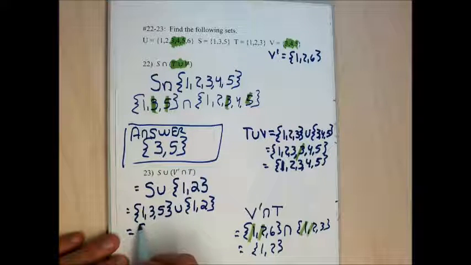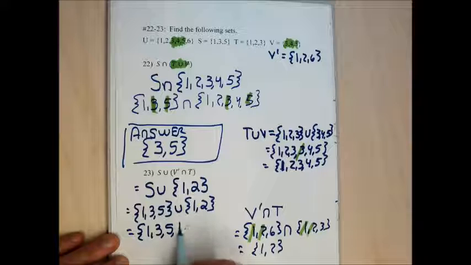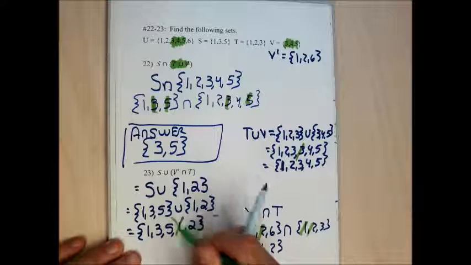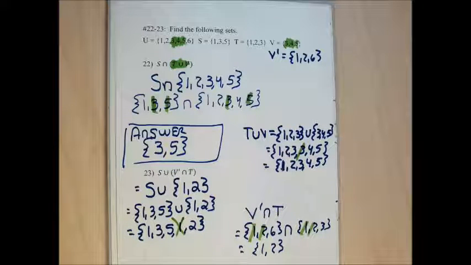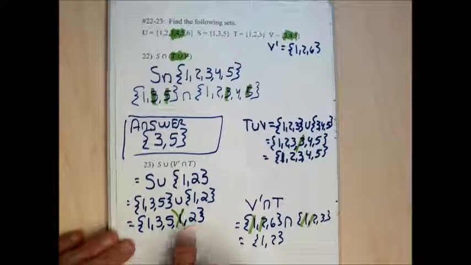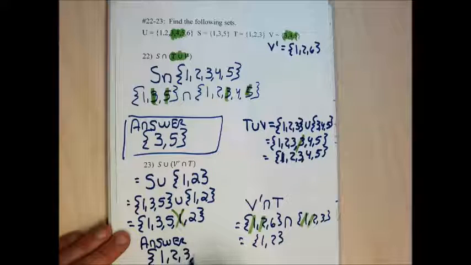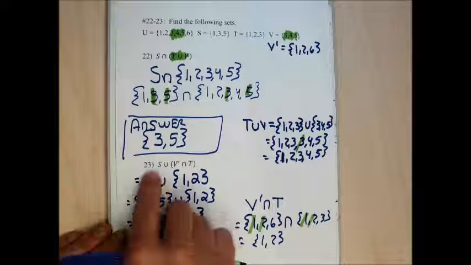To union two sets, I take every element in the first set and every element in the second set. I join them in a big set. If any element's duplicated, I only need to write it once. The answer for my problem 23 is going to have the numbers 1, 3, 5, and 2. I like writing my numbers or letters alphabetically, my numbers in ascending order. So my answer, I would write 1, 2, 3, and 5 for the set that represents S union the quantity V complement intersection T.